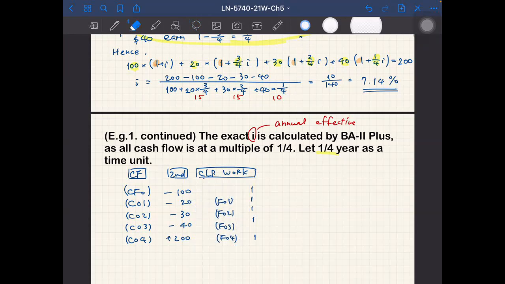Then we can calculate the internal rate of return by IRR, then compute, CPT. Then you will actually get 7.18%. So this is the accurate answer, but the approximation is 7.14%. So it's pretty close.